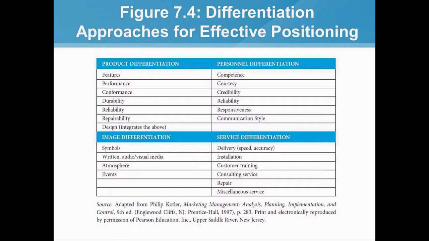Accordingly, Starbucks actively tries to minimize its environmental impact and creates opportunities for environmentally friendly business in a variety of ways. Other typical examples of positioning strategies used by both goods and service firms include product differentiation, image differentiation, personnel differentiation, and service differentiation, as shown in figure 7.4.